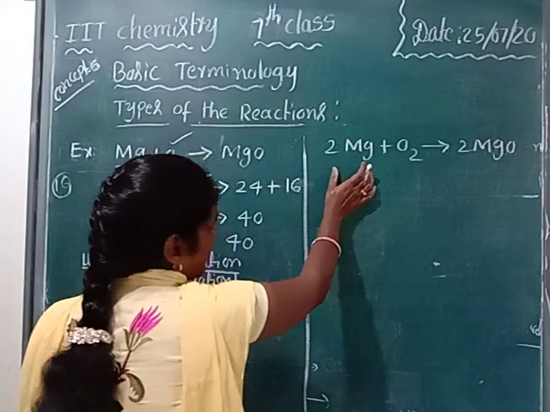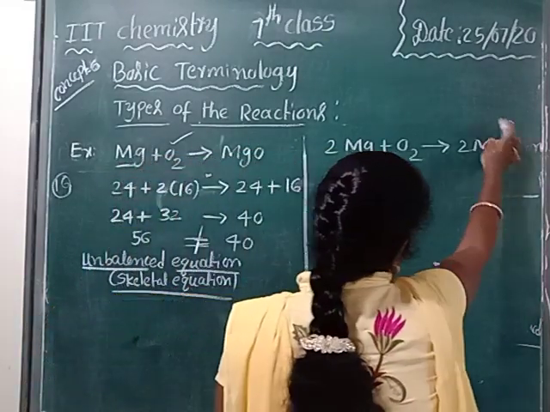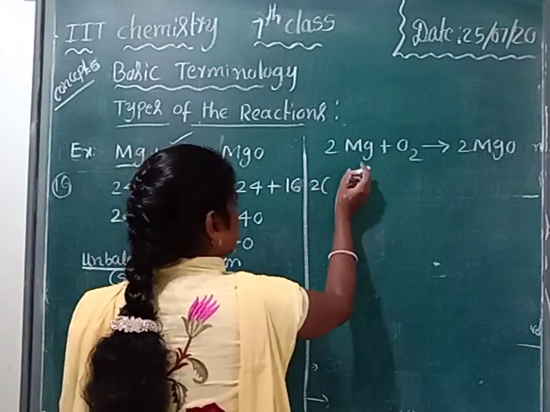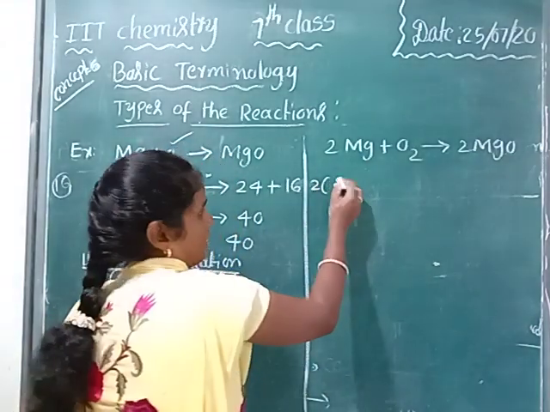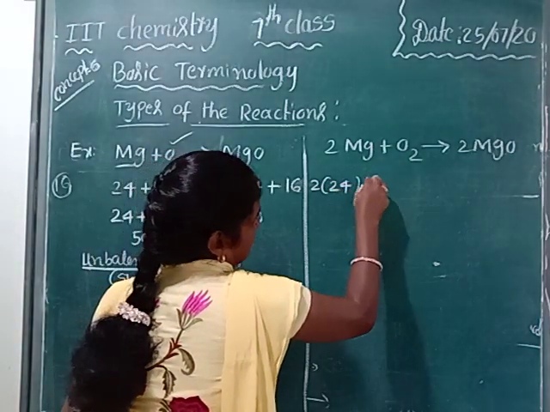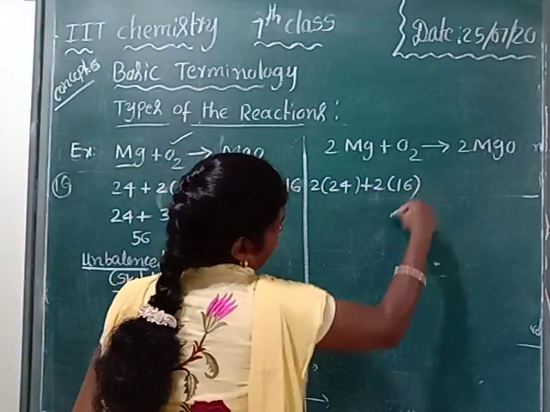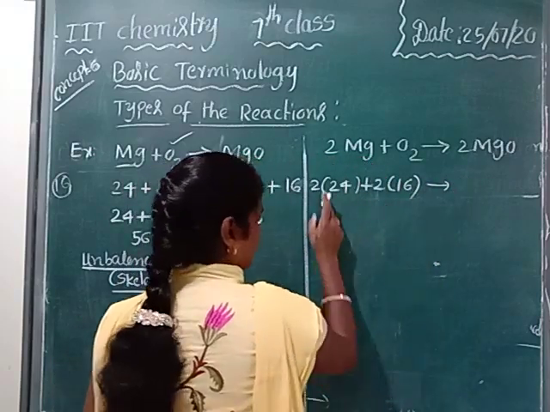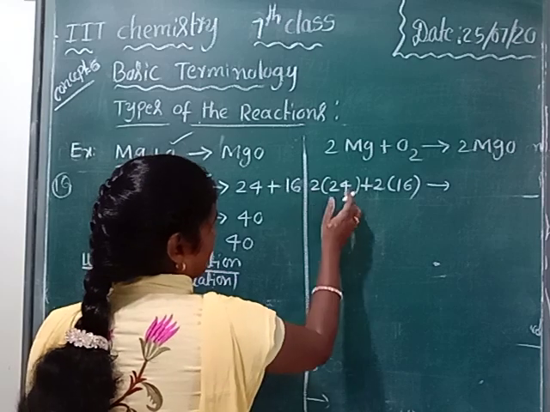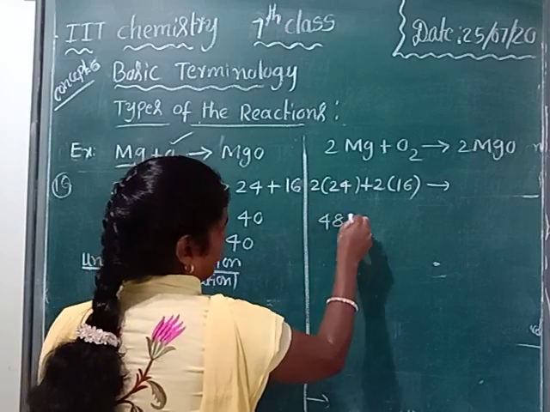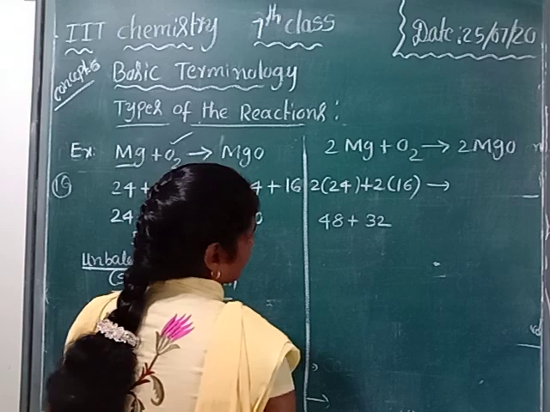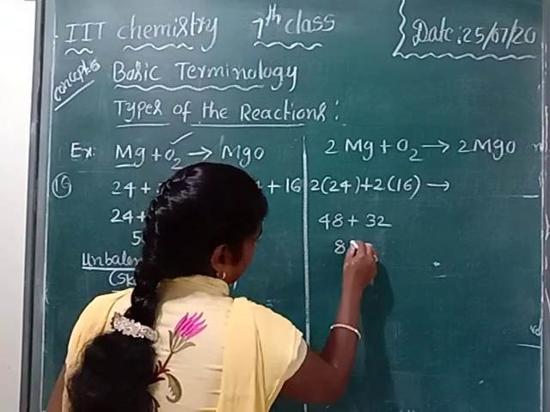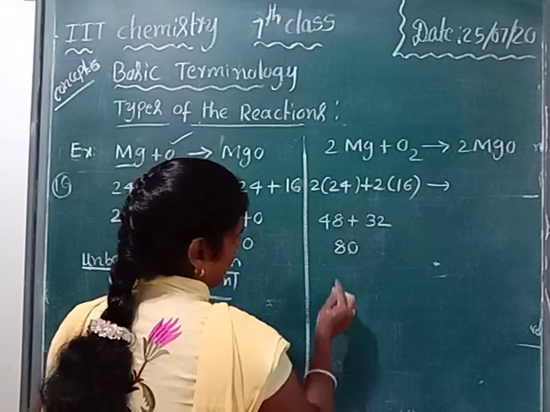Now find the mass of the reactant side and the mass of the product side. How do we find mass? You know, children. Make the atomic mass of magnesium 24, plus oxygen atomic mass 16. First find the reactant side: 2 fours are 8, 2 twos are 48, plus 16 twos are 32. So 48 plus 32, how much, children? 80. The atomic mass of the reactant side is 80.